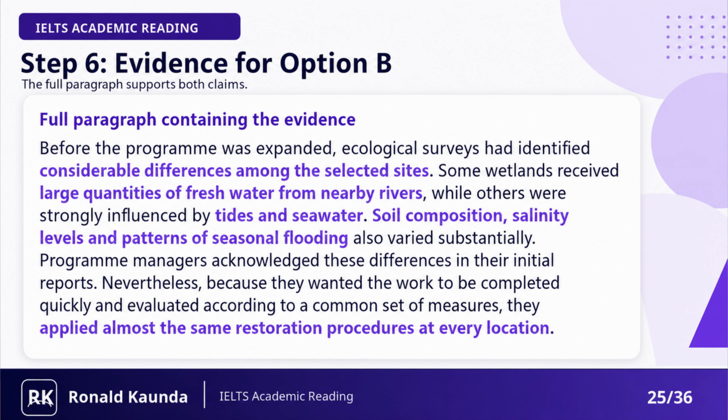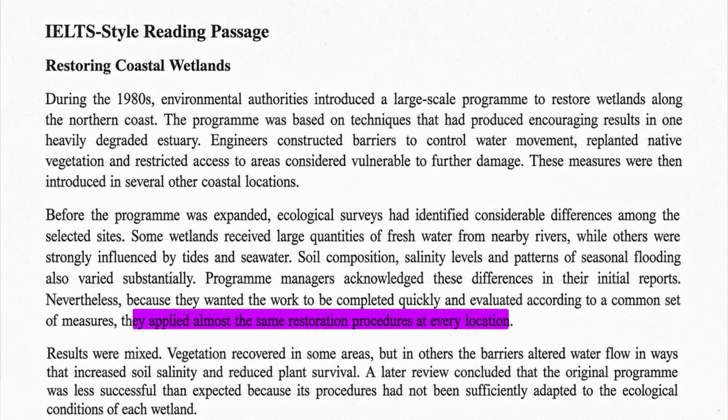Let us begin with the second claim. Were the areas environmentally diverse? The answer is yes. The passage describes differences in freshwater input, tidal influence, seawater exposure, soil composition, salinity, and seasonal flooding. The sites clearly had different ecological conditions. Now let us test the first claim. Did the program use a largely uniform strategy? The passage says they applied almost the same restoration procedures at every location. This is a direct paraphrase of it applied a largely uniform strategy.